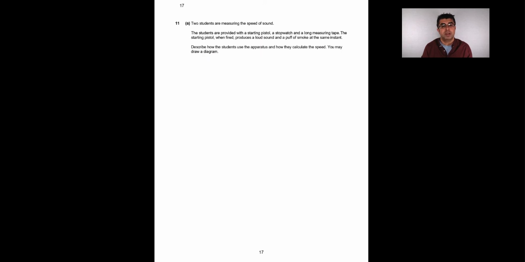Question number 11. Two students are measuring the speed of sound. The students are provided with a starting pistol, a stopwatch and a long measuring tape. The starting pistol, when fired, produces a loud sound and a puff of smoke at the same instant. Describe how the students use the apparatus and how they could calculate the speed. You may draw a diagram.